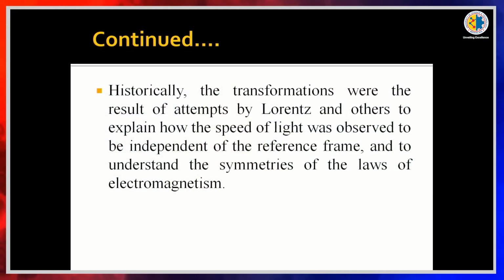Historically, the transformation was the result of attempts by Lorentz and others to explain how the speed of light was observed to be independent of the frame of reference, and to understand the symmetries of the laws of electromagnetism. As we know, the Galilean transformation failed to prove Maxwell's electromagnetic theory. Then Einstein thought that Maxwell's theories are very important, because Maxwell's theory gives that light is an electromagnetic phenomenon and light has speed 3 into 10 to the power 8 meter per second.